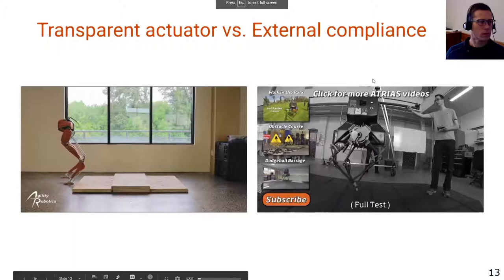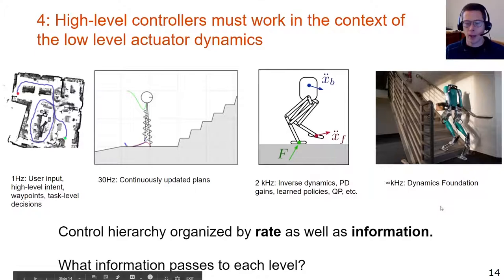Okay, so I mentioned at the beginning, a high-level controller has to work in the context of the low-level actuator dynamics, right? We've created some, call it a pogo stick, some passive dynamics. That's the foundation. But then you have some sort of reduced order model, some sort of controller that's operating on that in order to create whole body control, the forces you want to apply. You've engineered your dynamics at a low level that is a combination of the passive dynamics and your low-level dynamics. Now we've got some sort of reduced order model that allows us to plan in that space.